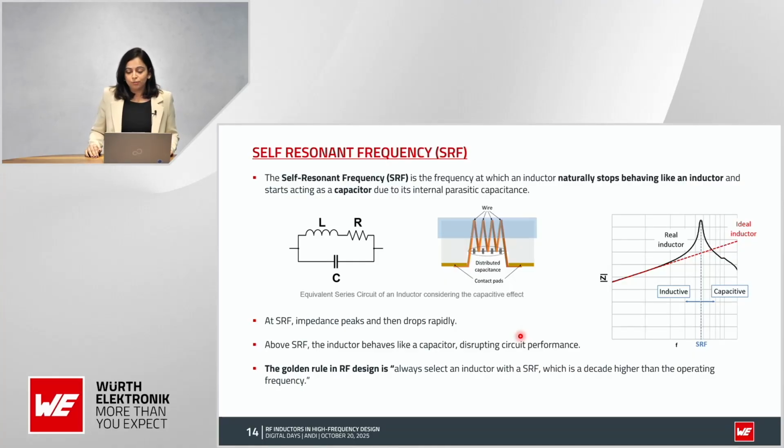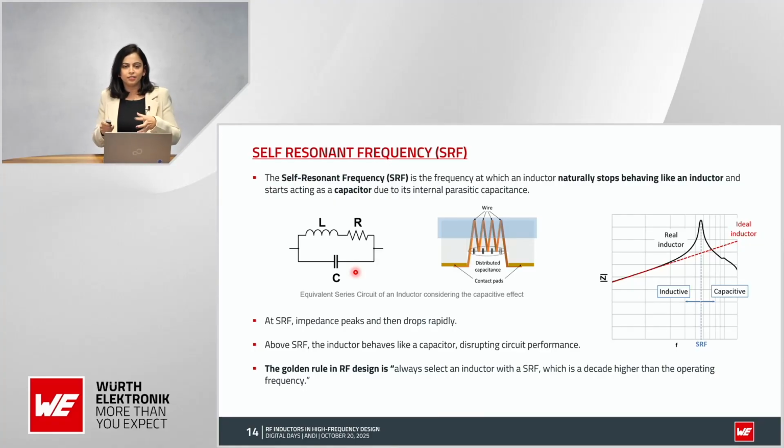Now let's talk about one of the most critical specs for RF inductor selection, that is the self-resonant frequency. The self-resonant frequency is the frequency at which the inductor naturally stops behaving like an inductor and starts acting like a capacitor due to its internal parasitic capacitance. We all know that when an inductor and capacitance are placed in parallel, they form a tank network. And this tank network has its own resonance frequency. This resonance frequency is called self-resonant frequency.